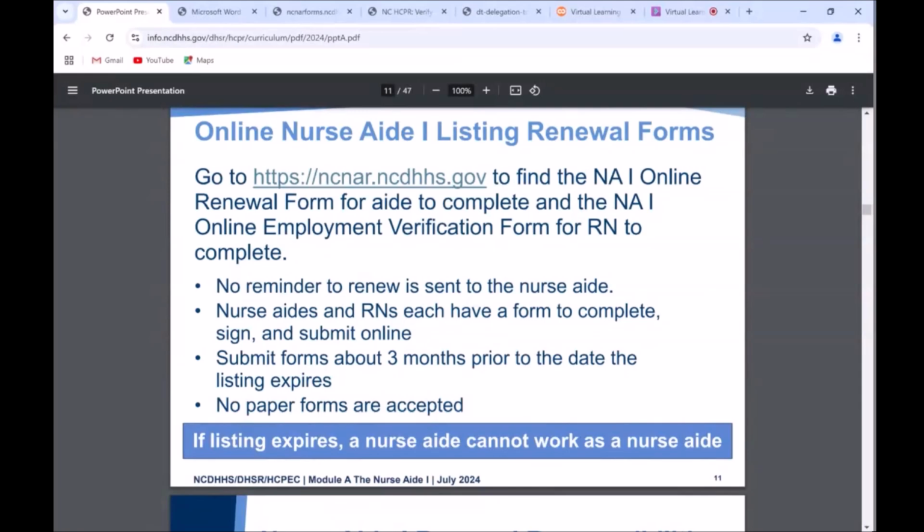The nurse aide and nurse supervisor must complete and sign the forms online. So there are 2 forms that have to be done for this. The Nurse Aid 1 online renewal form, which the nurse aide will complete, and then the Nurse Aid 1 online employment verification form, which the RN will complete. You should submit your renewal listing about 3 months before the date of expiration, before your registry expires.